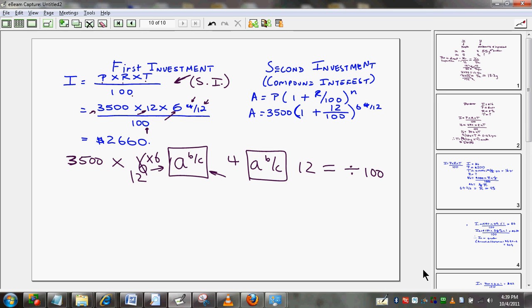You all getting it? Getting it now? Okay, great. So those are the buttons you press. What about this one now? We're going to the second investment.